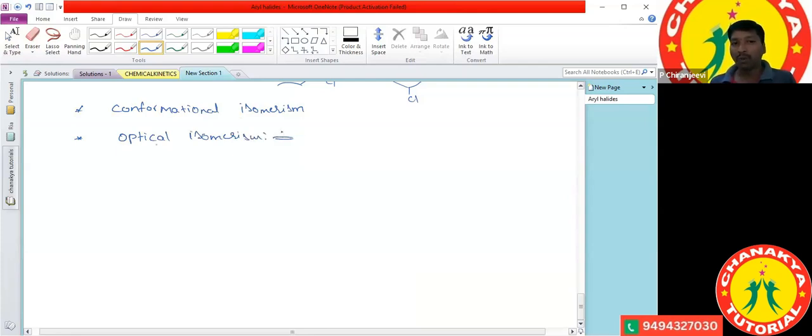Okay. So what is meant by the optical isomerism? Any one of you? I think we already studied this when I was discussing the GOC. That time we already studied about the optical isomerism. Once again, I'll explain. So what is meant by the optical isomerism? Any one of you?